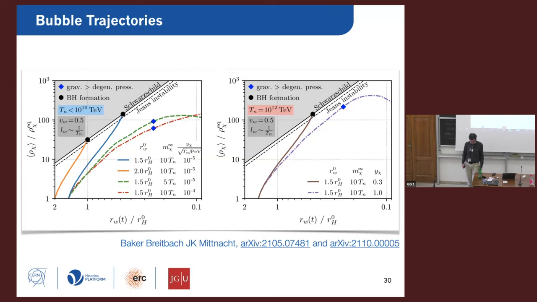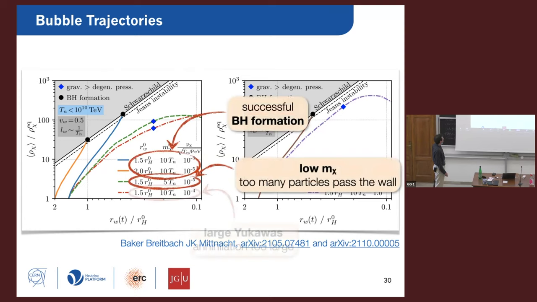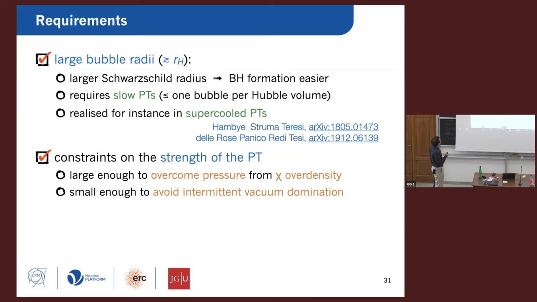Now, I should say that this mechanism works, but only under certain conditions. So if you remember the plots from the previous slide, we do need to start at relatively large bubble radii, right? We started here with a pocket that was larger than one Hubble radius even. That's not in principle a problem, but it requires an extremely, extremely slow phase transition such that we are essentially nucleating on average less even than one bubble per Hubble volume. So that's already something that's not your typical phase transition. This might, for instance, require extreme supercooling again.